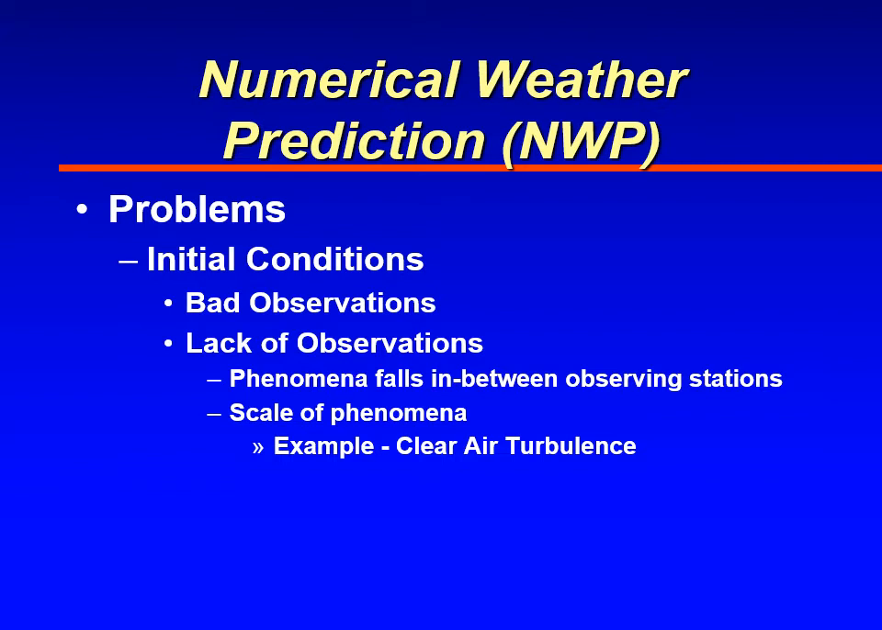Also, another problem is the lack of observations, meaning that over certain areas there may not be enough observations to really help resolve what type of weather phenomena is occurring. For example, over the oceans, there's not a lot of surface observations, or other places such as in the upper atmosphere. When we're concerned about looking for areas of clear air turbulence, that's a very small scale phenomena. And as a result, we don't have really good observations of clear air turbulence.